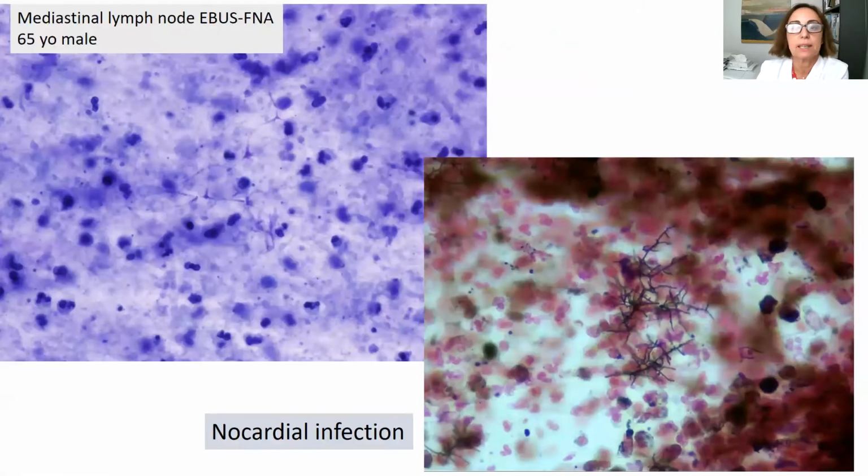And this is another case of a 65-year-old male with a mediastinal lymph node. We did a fine needle aspiration. There is a lot of necrotic debris here. And this is a silver stain. At the end, the diagnosis was nocardial infection. No tumor, nothing, just Nocardia infection.